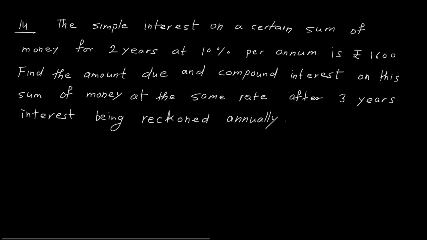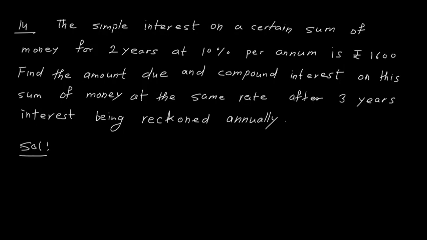13th problem as we have done in the beginning. So let us now solve the 14th question. The simple interest on a certain sum of money for 2 years at 10% per annum is rupees 1,600. Find the amount due and the compound interest on this sum of money at the same rate after 3 years, interest being reckoned annually. Okay, so interest is applicable annually. We have to find what is the total amount and compound interest after 3 years.